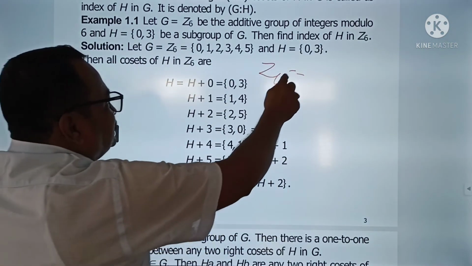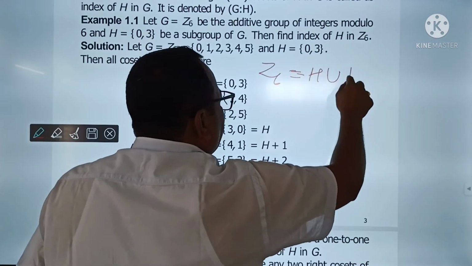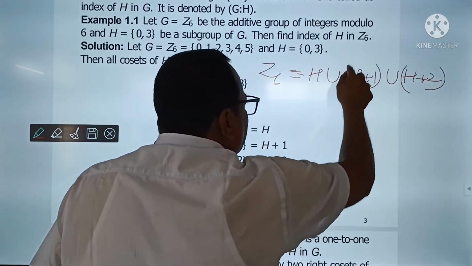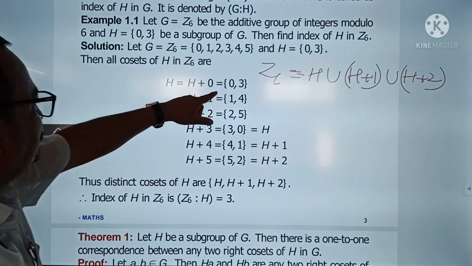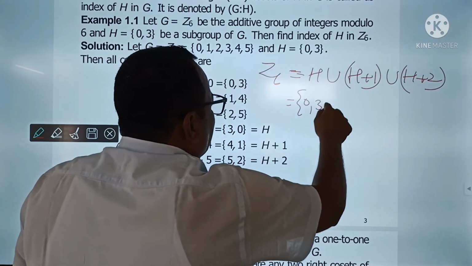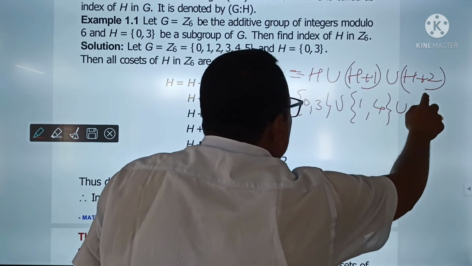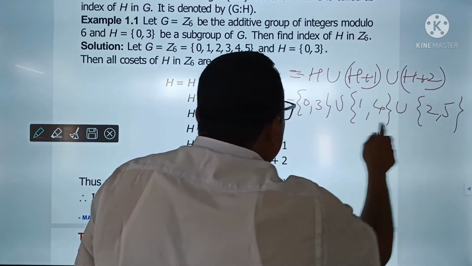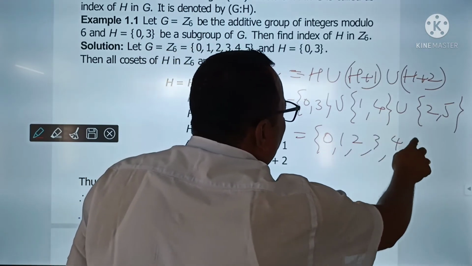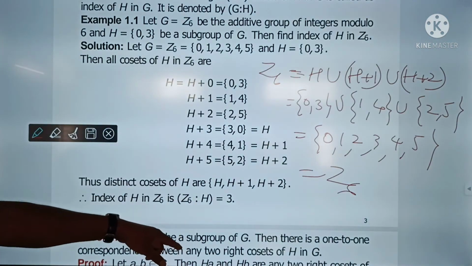Now see this, Z6 means H union H plus 1 union H plus 2. Clear? Do you get this one? Now see, H means H plus 0, and this is 0, 3. Union H plus 1 is 1, 4. Union H plus 2 means 2, 5. Okay. So what is the union of this? 0, 1, 2, 3, 4, 5. And this is clearly Z6. That's why that theorem. Okay.